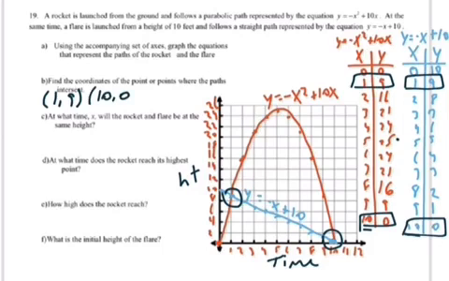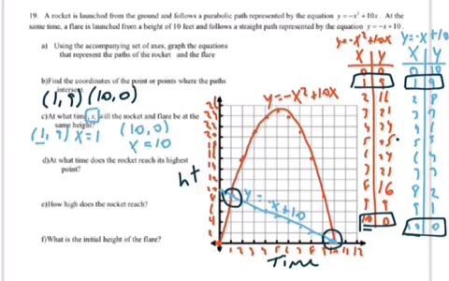Now for part C, they're specifically asking you at what time, being x, will they be at the same height. That means what are the x values when they intersect each other. So where you have (1, 9), they only want the x value, so x equals 1. And the other intersection point is (10, 0), so your x value is x equals 10.